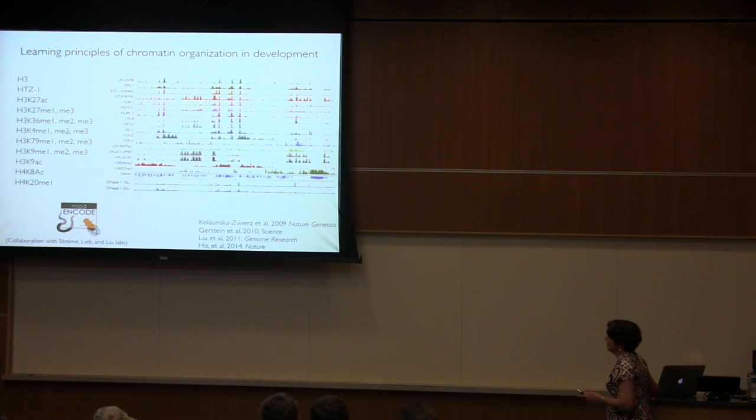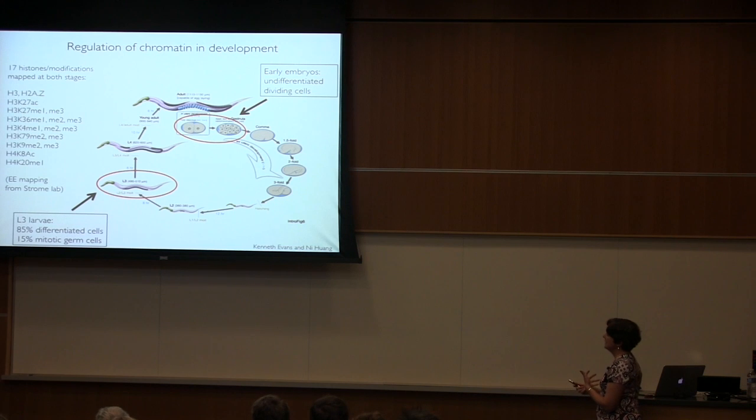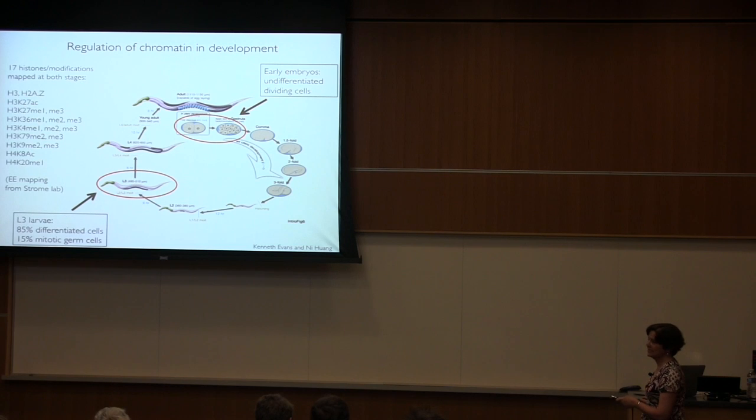To apply this in a developmental context and look at how chromatin might be regulated, we decided to compare the chromatin at two different developmental stages. Susan Strome's lab, through modENCODE, had been mapping chromatin of early embryos, where the sample was undifferentiated dividing cells. And we mapped the chromatin of L3 larvae, of which about 85% were differentiated cells and about 15% were mitotic germ cells. In parallel, we used the same antibodies and mapped the same histones or histone modifications. So we decided to use these to look for similarities and differences.